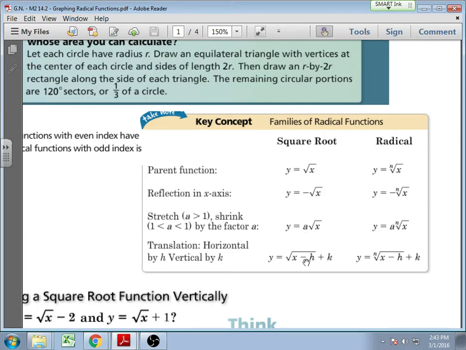And then we can shift it either horizontally or vertically. We use k as our vertical shift because it is the constant value that is going to be added or subtracted.